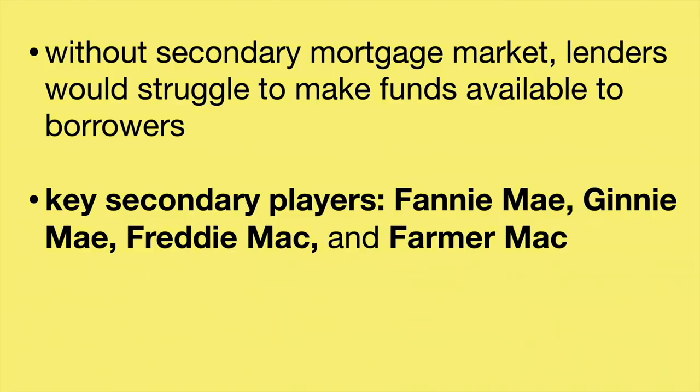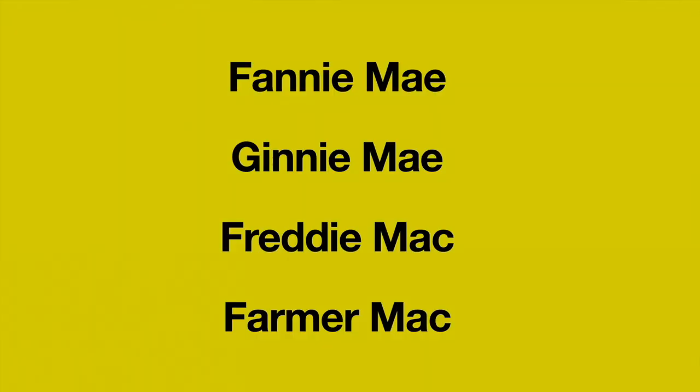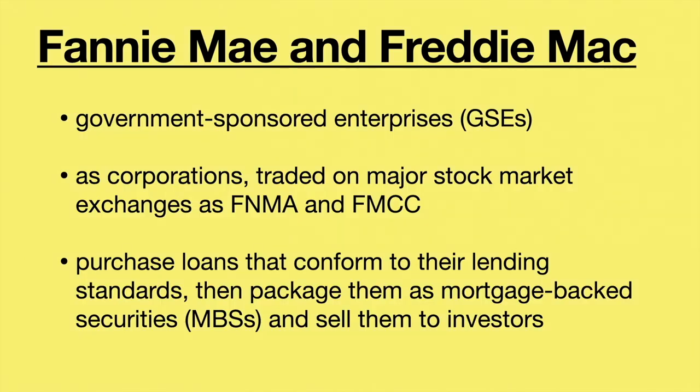Key secondary players are Fannie Mae, Ginnie Mae, Freddie Mac, and Farmer Mac. Fannie Mae and Freddie Mac are government-sponsored enterprises, or GSEs, and as corporations are traded on major stock market exchanges as FNMA and FMCC. Fannie Mae and Freddie Mac purchase loans that conform to their lending standards, then package them as mortgage-backed securities, MBSs, and sell them to investors.